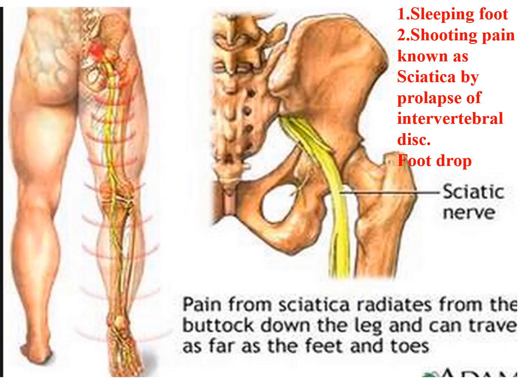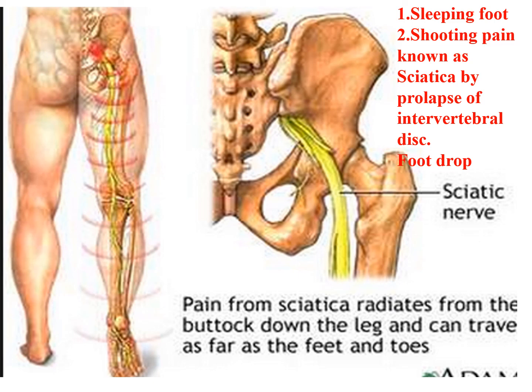Another cause of damage to the sciatic nerve is disc prolapse. Either intervertebral disc prolapse damages the sciatic nerve. It may lead to pain from sciatica, radiating from the buttocks down the leg and traveling as far as the feet and the toes. So these are the applied anatomy of the sciatic nerve: shooting pain known as sciatica from prolapse of the intervertebral disc, and foot drop.